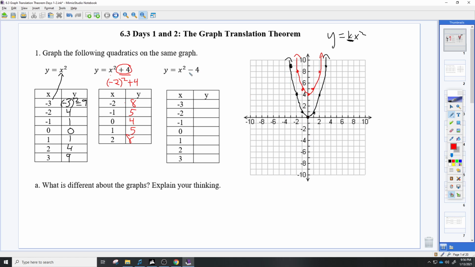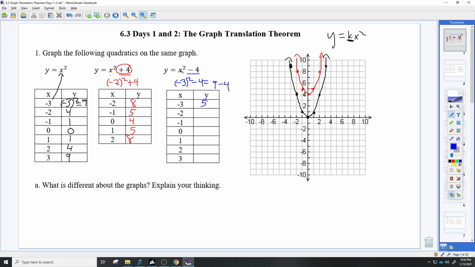So what do you think is going to happen if we do a subtraction by 4? If I change the color again, what if we do -4? What happens? Maybe instead of taking this graph and moving it up here, maybe it will move down here somewhere. So let's see. Now I'm going to put in these numbers, square them, and subtract 4. So for instance, we have -3 squared minus 4. So this equals 9 minus 4, which is 5.